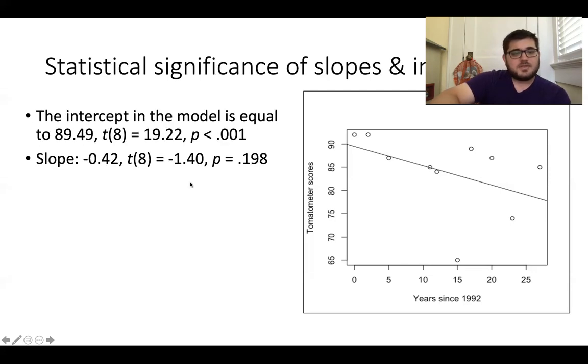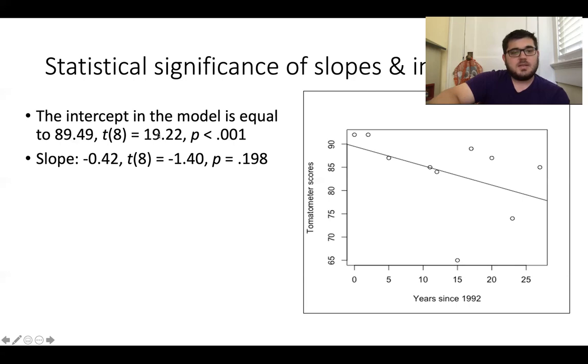So the intercept and the slope are subjected to statistical testing. We use the t-test, and honestly, doing a t-test on the intercept for a regression equation doesn't usually have much of a purpose. So T with 8 degrees of freedom is 19.22. That is a very, very big T score. P is very far less than 0.05. It's actually less than 0.001.